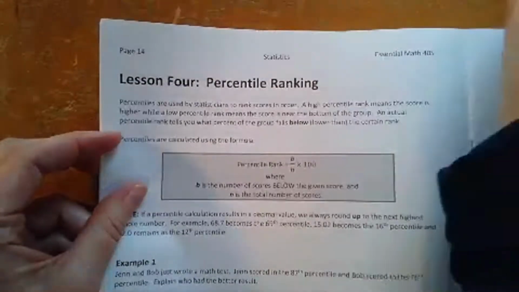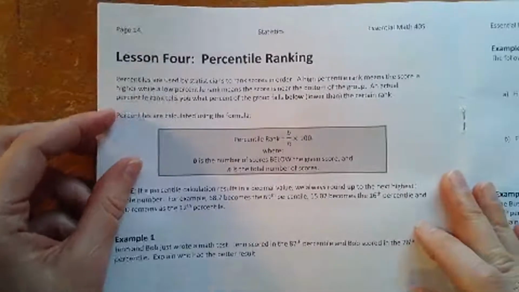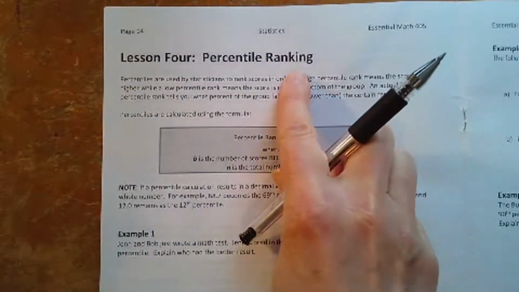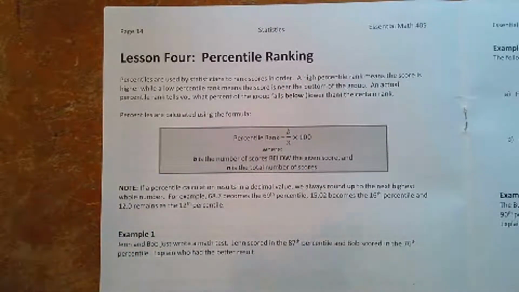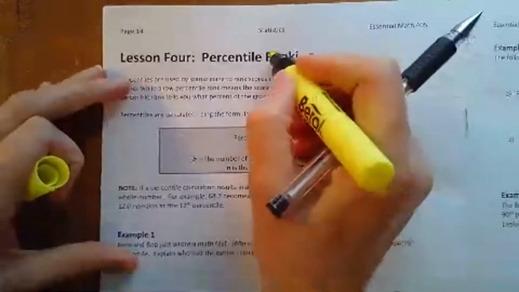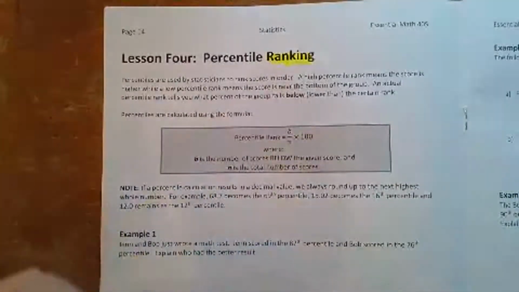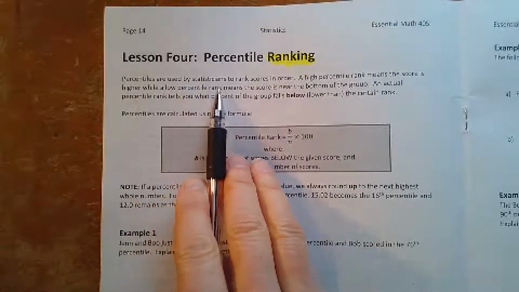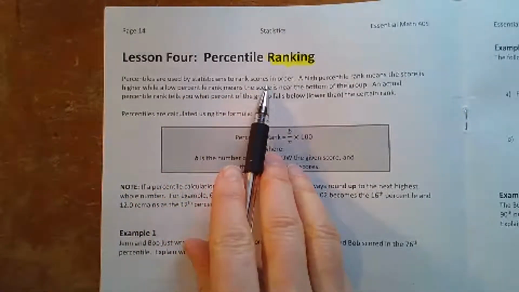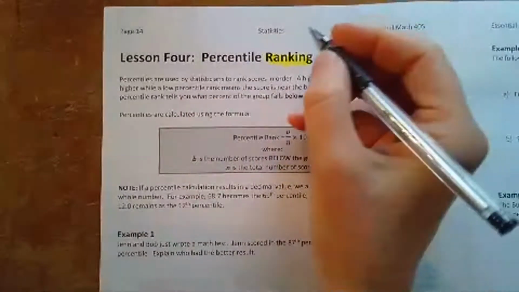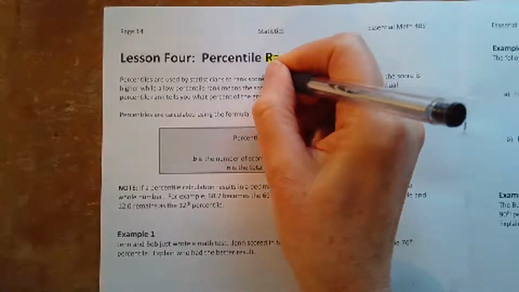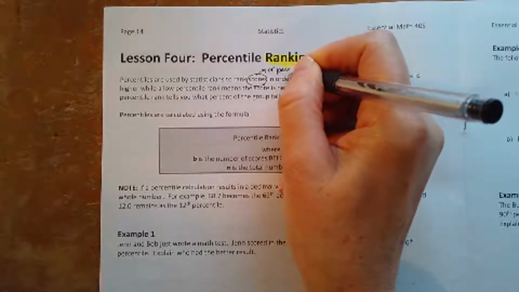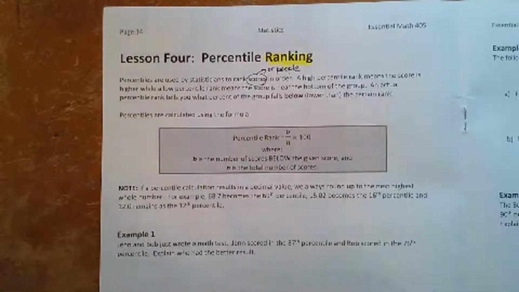All right, lesson number 4: percentile ranking. The word ranking means you're being ranked in a group, your position in a group setting. So let's see why we would need a percentile rank. Percentiles are used by statisticians to rank scores in order. Or people. We can rank anything.